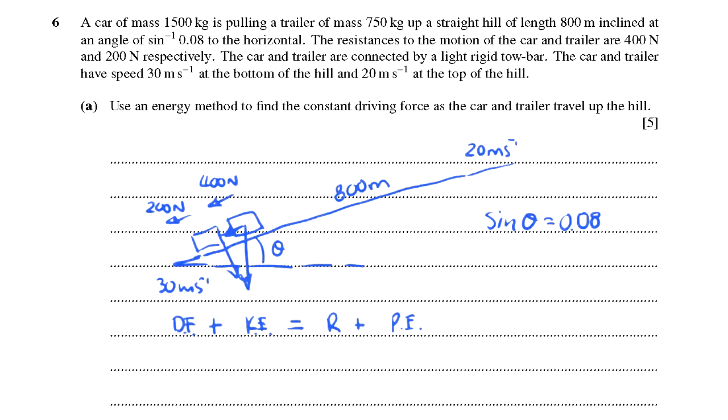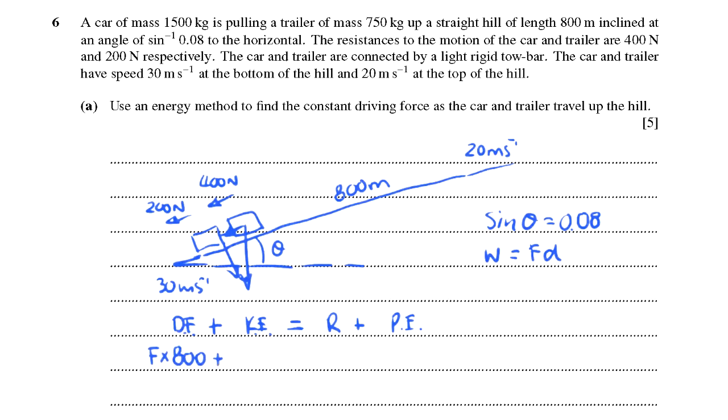All right, let's put this together. So work done is energy. The work done is force times distance. We're going to use that for the driving force. The driving force, because it's constant, over a distance of 800 meters is going to give us the energy from the engine. We don't know the force, but we do know the distance is 800.